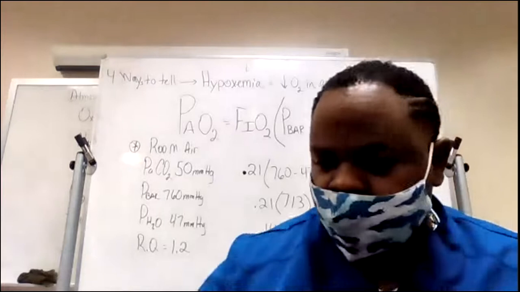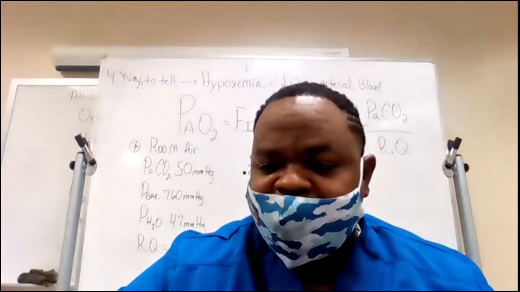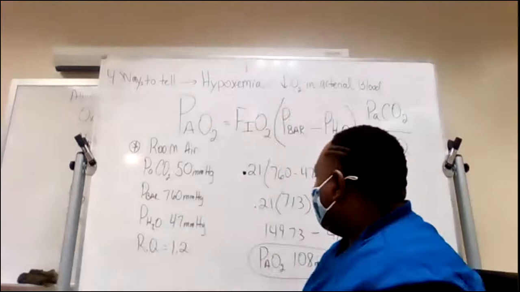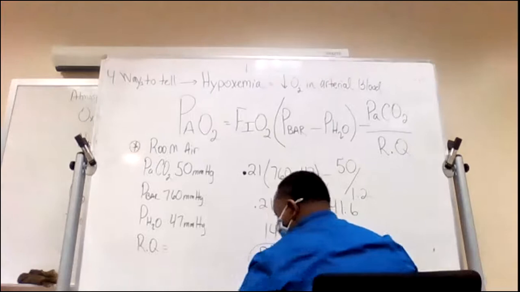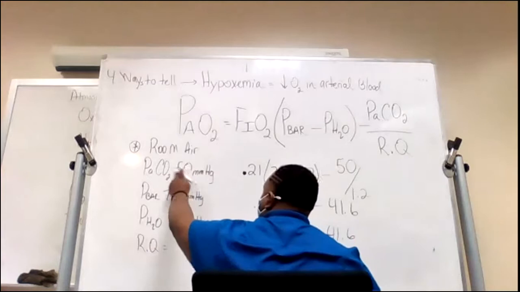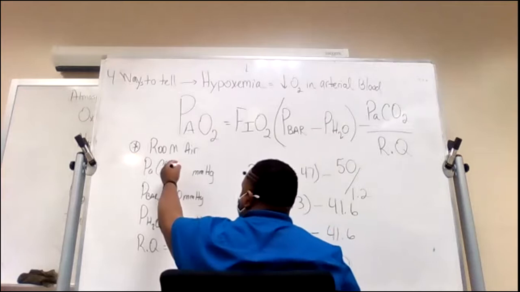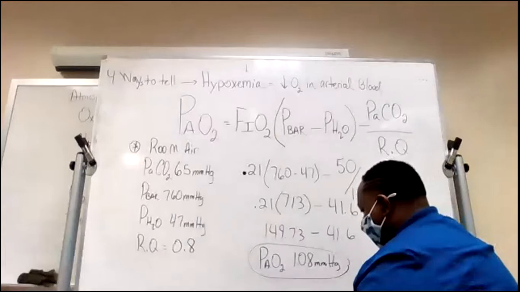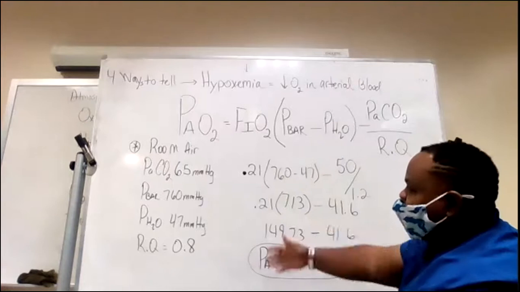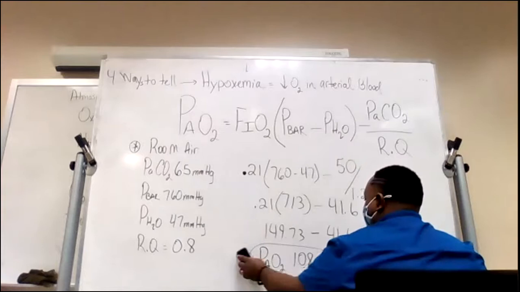So that is the first way for us to know if the patient is suffering from hypoxemia. That's the first way to find out if our patient is hypoxemic or not. So, for instance, it's going to start dropping with an increase in CO2. If you start having an increase in CO2, then it's going to start dropping. So say my CO2 is 65 and my respiratory quotient is 0.8. Work one out one last time, and we'll see what that makes our PaO2 now.